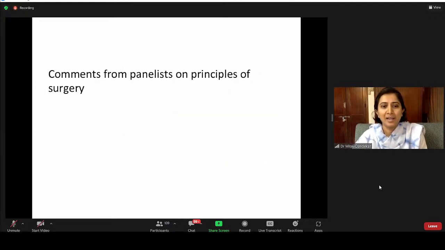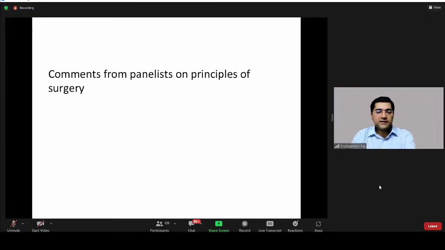I would like to get some comments from the panelists on the presentation thus far. Any tips or any other additions to the principles of surgery? Professor Pai? Mithali, I think you have been very clear, and I feel the criteria for total laryngectomy have been streamlined till now, and now we will be looking at operating the patients who will not go in for either organ preservation or for an open partial laryngectomy.